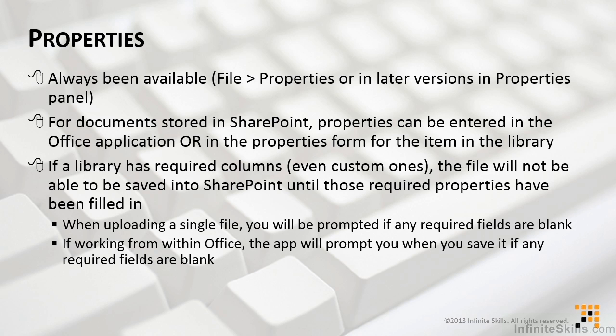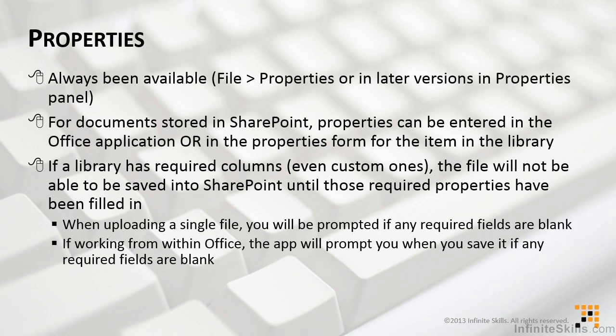But here's what's important. They also now relate to what's in SharePoint. In other words, if there has been a custom column created in SharePoint, let's say you have something called a contract number, and that's a column in your library, then that will be available not only in SharePoint, but also from the file properties within Word or Excel or PowerPoint. Why do we care? Well, because those properties should be entered, and they can be entered either in the Office application via the Properties panel or in the Properties form for the item in the library. And when we go through working with libraries, we'll see both of those.